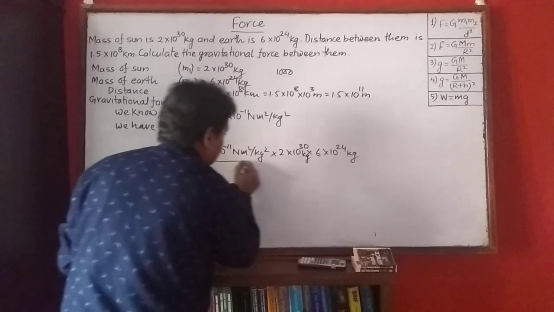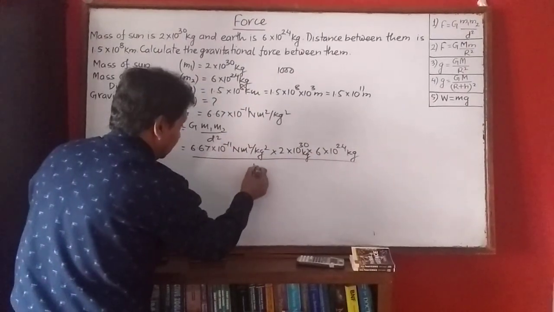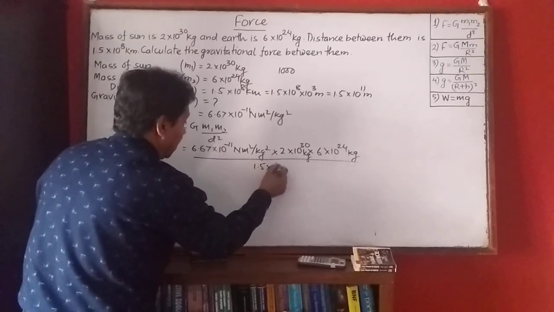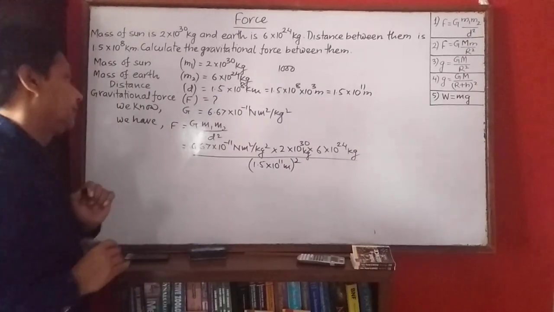Now in the denominator, what is there in the denominator? 1.5 into 10 to the power 11 meter, and the distance is squared.